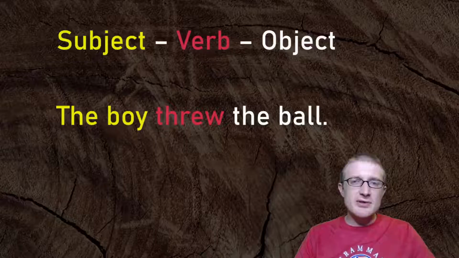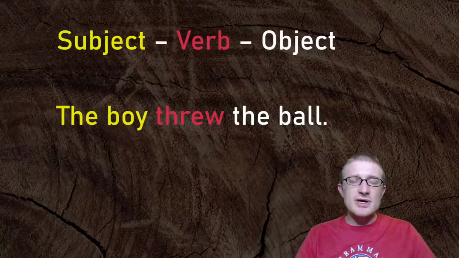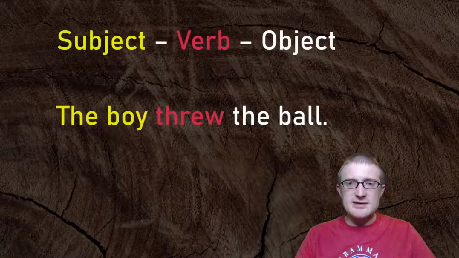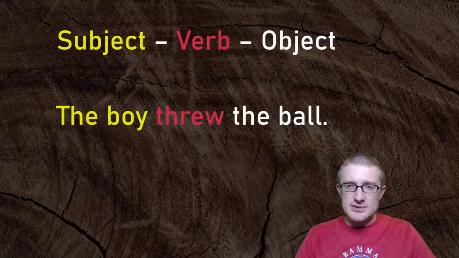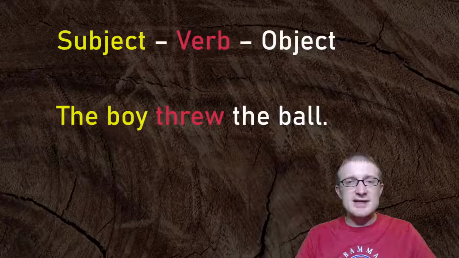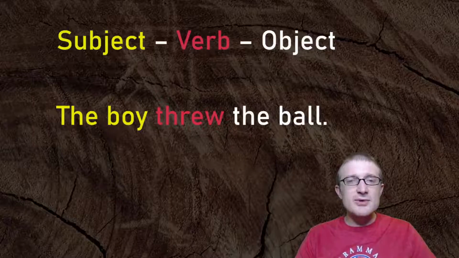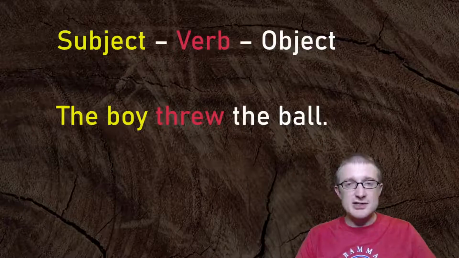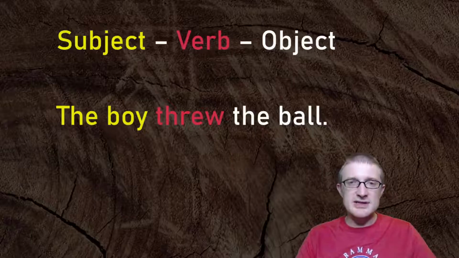So, the boy threw the ball. The boy is the subject. The ball is the object. The ball is not doing anything, so it's just an object. And threw is the verb. Verbs are action words. We will talk about those in another video.